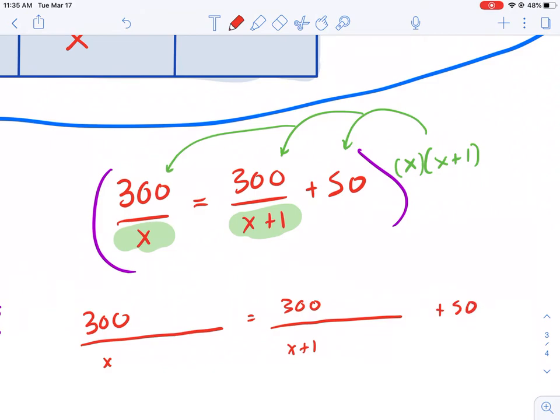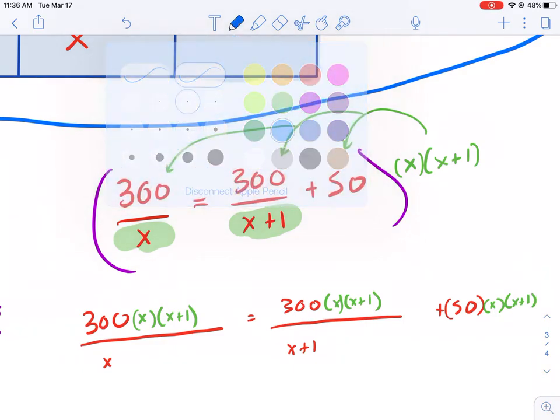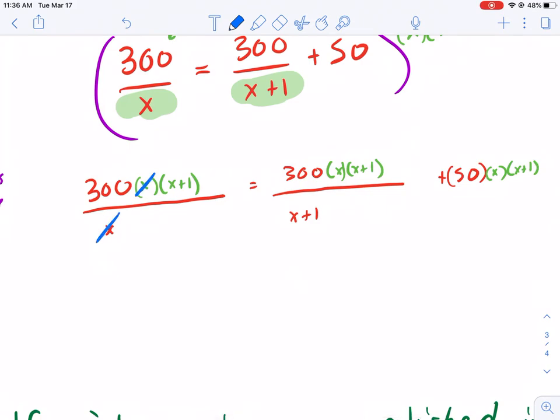We're going to multiply 50, and I'm going to put it in parentheses because we're going to be multiplying it. Then we have x times x plus 1 on each term. We're just distributing here. Now let's cancel. This is the good part because it saves us a lot of time. The x's cancel, x plus 1 cancels with x plus 1, and the 50 has to get multiplied, so we'll do that next.